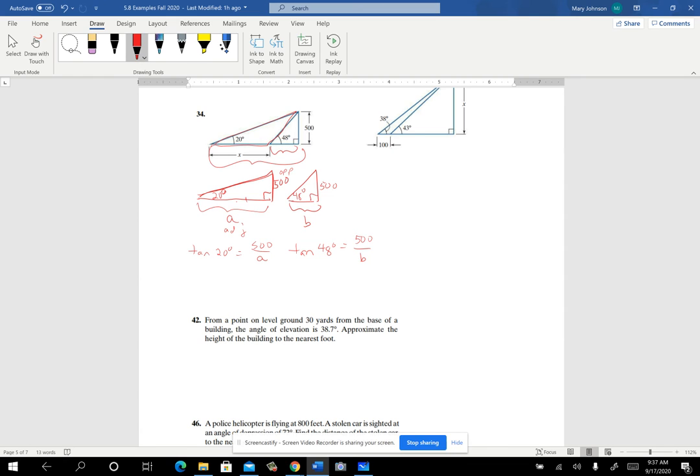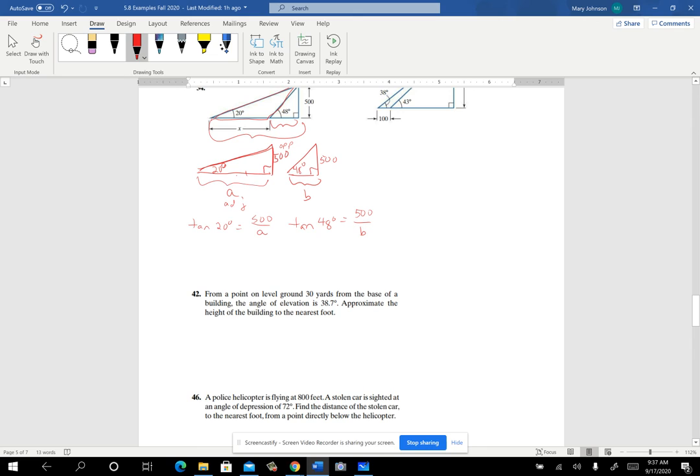Okay. These just have a slightly more difficult algebraic component because the A was on the bottom. Okay. So I'm going to multiply by A on both sides. That gets me to here, right? If I did A on both sides, the A would cancel and I'd get to there. If I did B on both sides, multiplied by B on both sides, I'd get B tangent 48 equals 500. And then I need to get A by itself. So I'm going to divide by the tangent of 20 here, and over here by the tangent of 48.